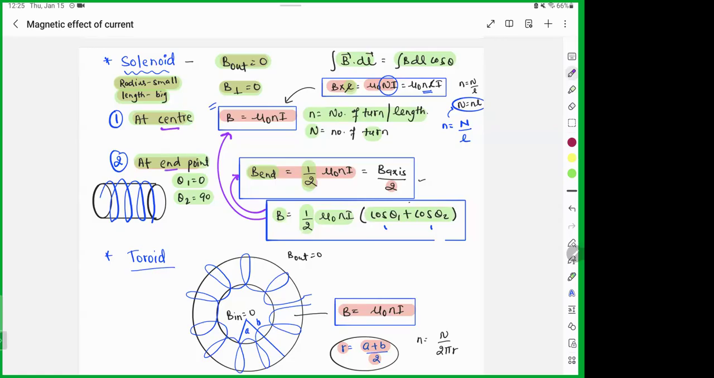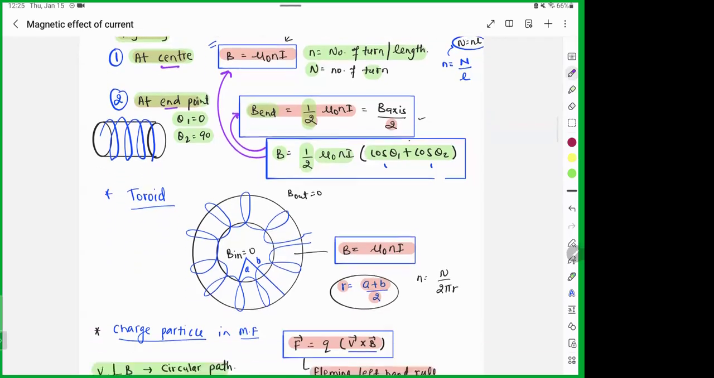In a toroid, it is exactly the same thing, but the L value will be equal to 2 pi r. Why? Integration. Length is equal to 2 pi r, the circumference, but the formula will be exactly the same. If you take the average radius in this case, how do you take it? Inner radius is A, outer radius is B. What will be the average? A plus B over 2.